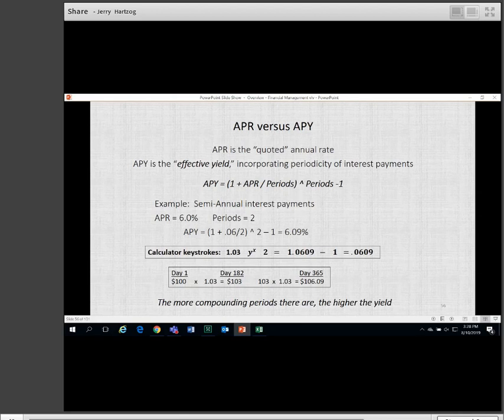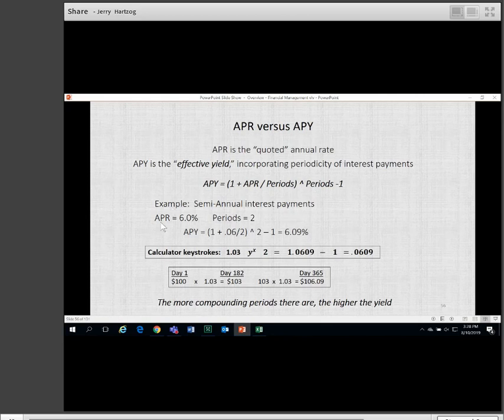So what is APR? APR is the quoted annual rate. It's analogous to the coupon rate on a bond. APY is the effective yield that takes into account whether the interest payments are made annually, semi-annually, quarterly, monthly, or daily. It's a stock formula. APY is simply 1 plus APR divided by the number of periods, raised to the power of that number of periods.